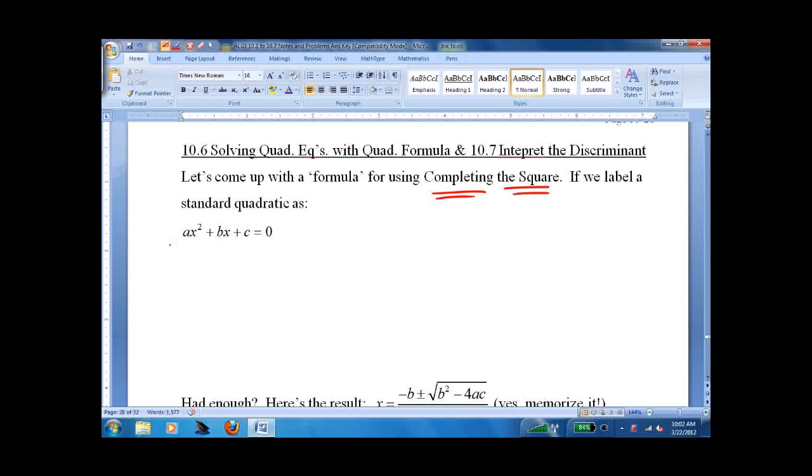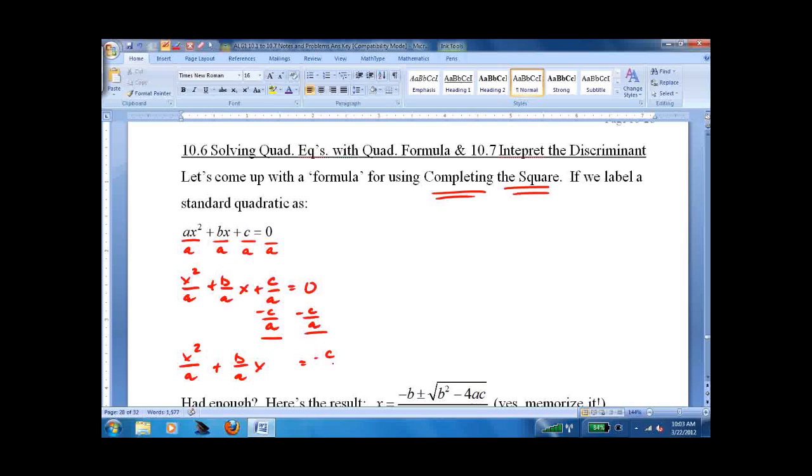If we just had something with variables and constants, could we come up with a formula? The first thing we would have done is divide everything by a. Then we would have moved the c over. Then we take the value in front of the x, which is b over a, divided by 2. Put that in a box. Square it.